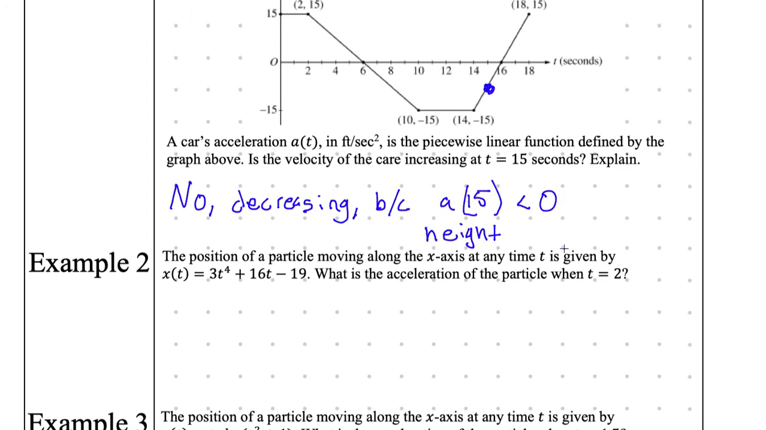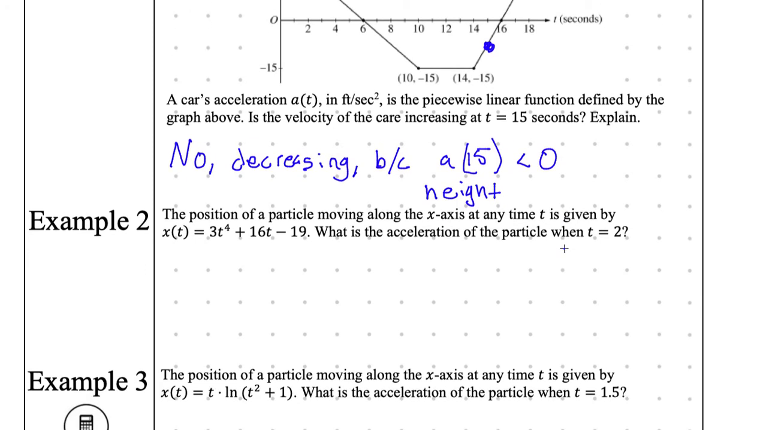Let's see one without a graph. Example number 2. Say I just have some function x of t is 3t to the power of 4 plus 16t minus 19. That's a particle moving along the x-axis, horizontal motion. I want to know what is the acceleration when t equals 2. Wait a sec. I'm asking for acceleration, but I'm giving position. How do I get to acceleration from position? You have to find the derivative to get to velocity, derivative again to get to acceleration.